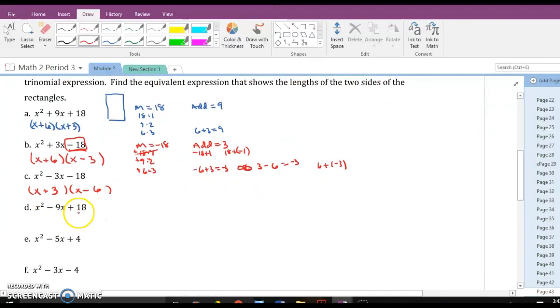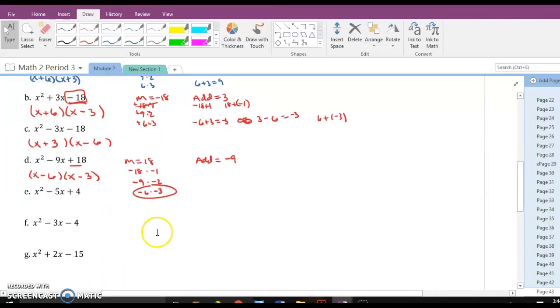Now, what multiplies to give you positive 18 and adds up to negative 9? We know both of our signs have to be the same, x minus and x minus. So I do negative 18 times negative 1, that's positive 18, negative 9 times negative 2, negative 6 times negative 3. Which one of these adds up to negative 9? Negative 6 and negative 3. So it's x minus 6, x minus 3. And I can always check my answers by foiling it out.